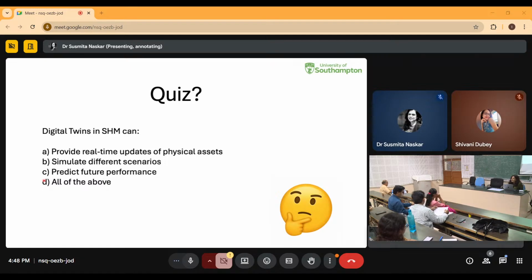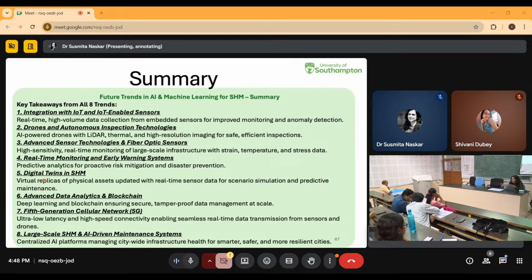If anyone has any further doubts, you can look into that before the next lecture, because it's very important to understand. Today we have seen the key takeaways of all 8 trends. We started with IoT-enabled sensors, and from that we moved to the drone and understood how the autonomous system works. Then the advanced sensor technology with fiber optics, where we talked about high sensitivity and real-time monitoring of large-scale structures. Then real-time monitoring and early warning, where we talked about proactive risk mitigation and disaster prevention.